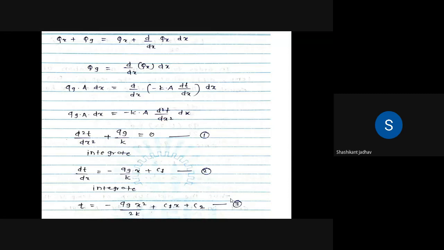Then again integrate that equation, then we get the value of t. So what is the value of t? T is equal to minus qg x square upon 2k plus c1 x plus c2, that is the equation number 3. So this is the temperature profile for that particular plane wall. In this case we have to calculate the values of c1 and c2.